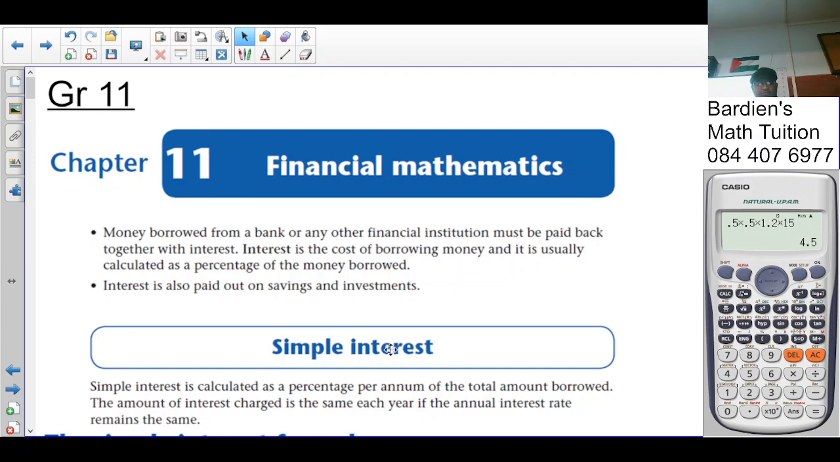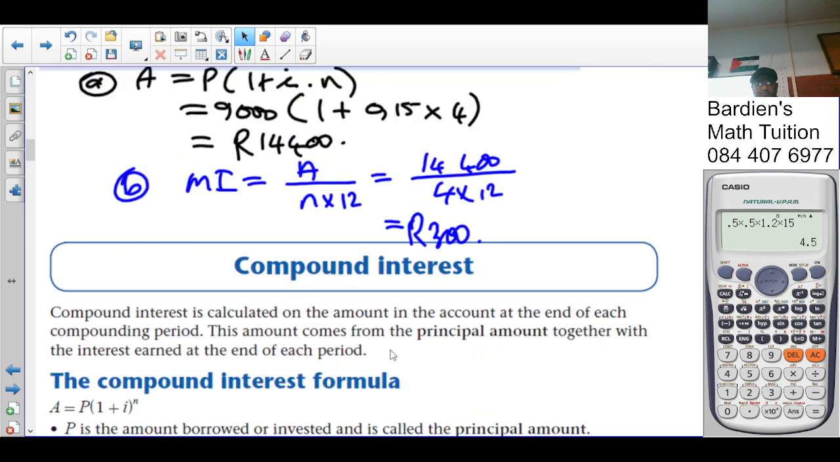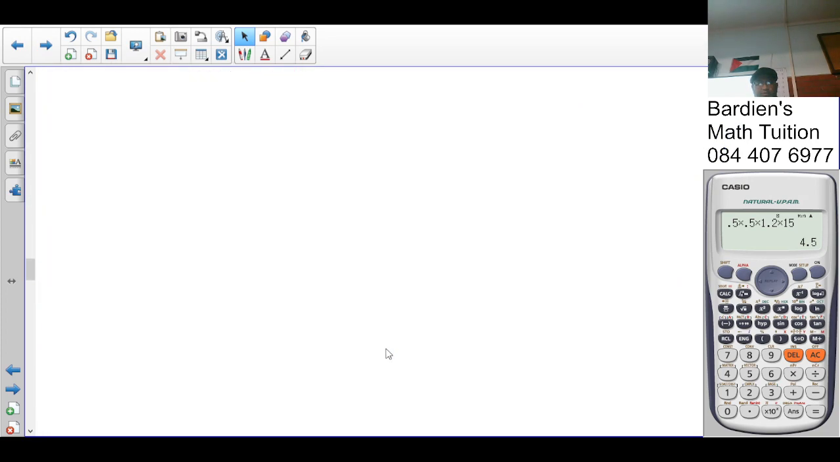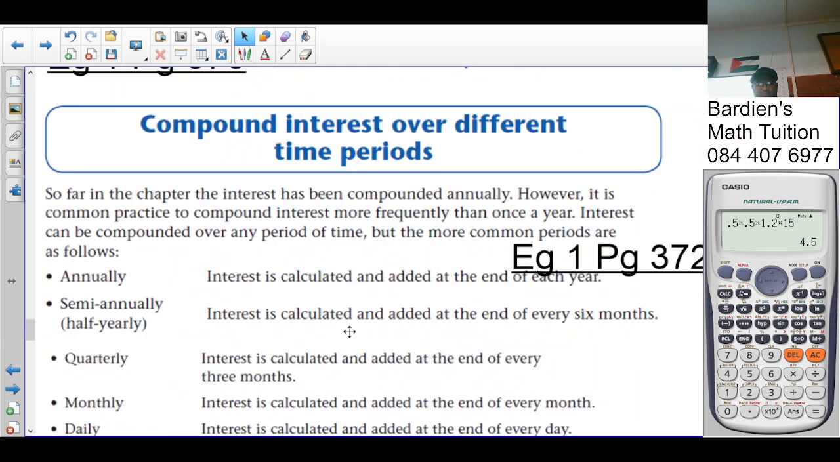Okay, good morning class. So today we're looking at financial maths. We're looking at the examples for exercise 11.3.